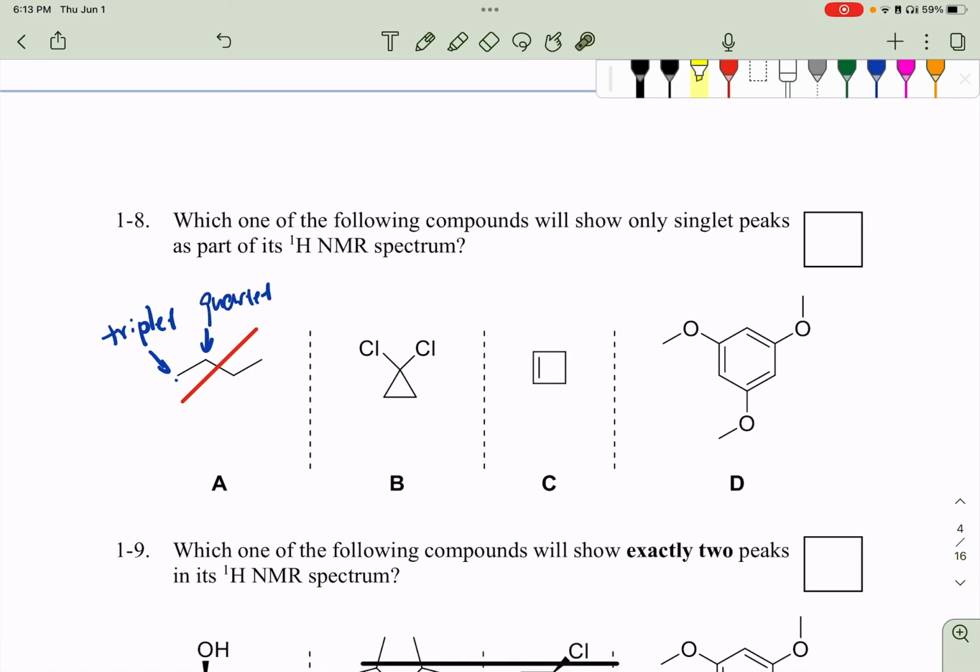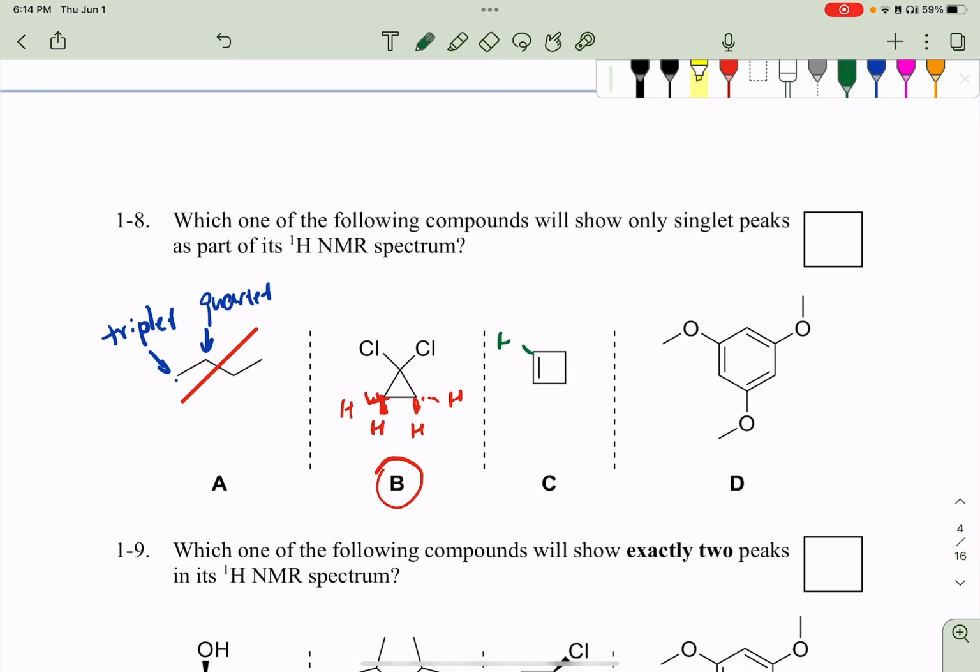And remember, the chemically equivalent hydrogens do not shield each other. What about B? So B here is actually having only 1 chemically equivalent hydrogen, and it must be a singlet. So B is correct. And what about C?